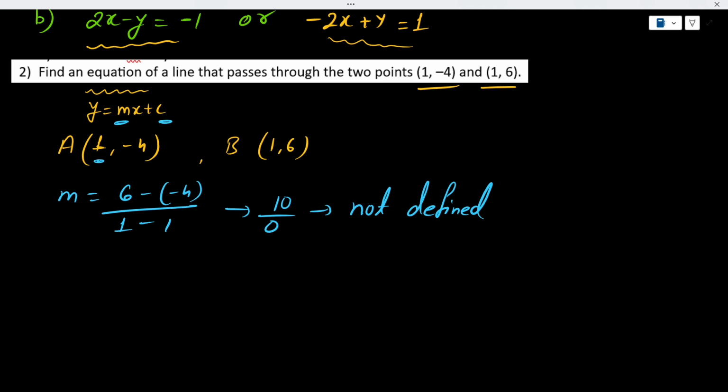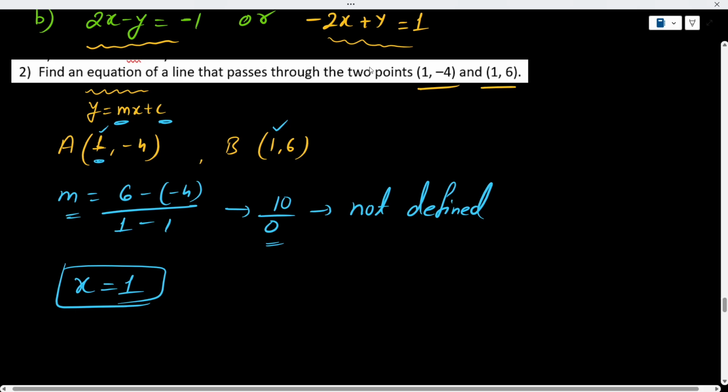Then you know that if the gradient is not defined, it means that for different y values x is fixed, and you can see that x is fixed. So the equation of line is going to be x equals 1. You need to remember this. The moment you check the gradient, you will understand whenever the denominator is 0 means your x is fixed, right? So your equation of line is going to be x equals 1.